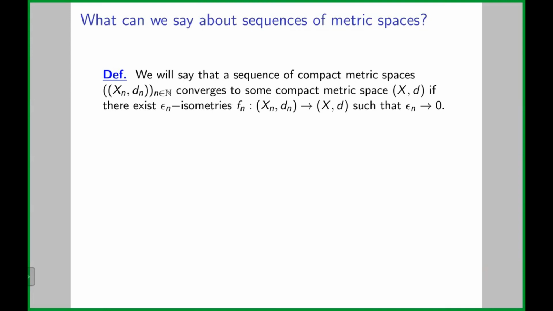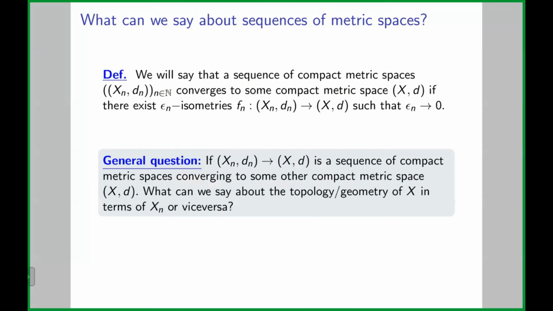So now that we have epsilon isometries, what can we do with them? Well, you can say the following. Consider a sequence of compact metric spaces, (Xn, dn), and we will say that they converge to another compact metric space (X, d) if there exist epsilon n isometries, fn, such that the epsilon n converges to 0. So we have a notion of convergence for compact metric spaces. So with this, the natural question one asks is, if I have a sequence that converges to some space (X, d), what can we say about the topology or the geometry of X in terms of the Xn or vice versa?